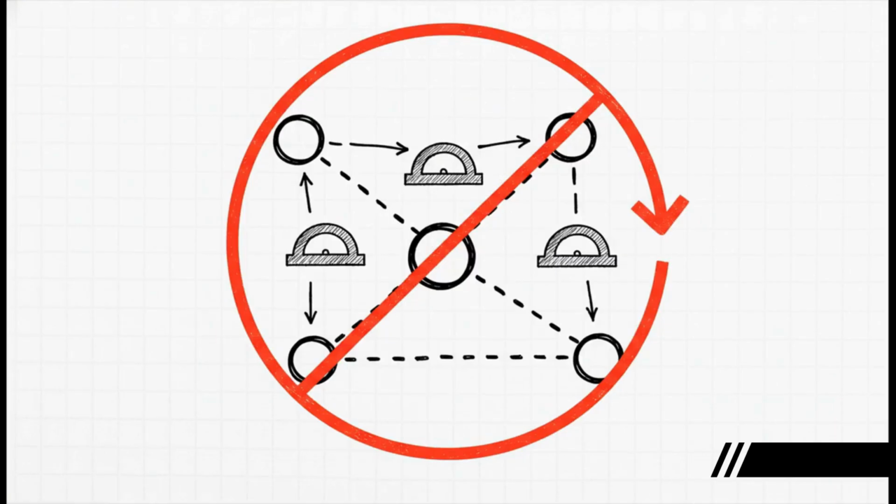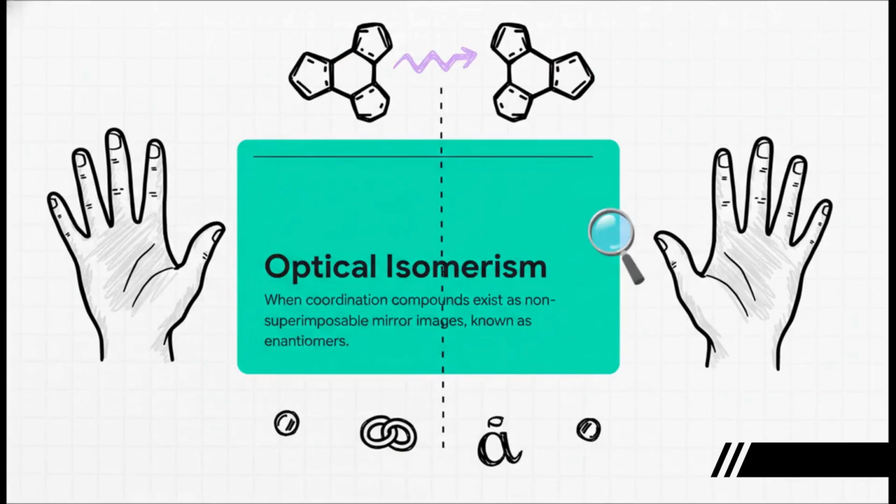In a tetrahedral complex, all 4 positions are perfectly identical to each other. They're all 109.5 degrees apart. There's no such thing as next to versus across from. So the big takeaway is tetrahedral complexes can never, ever show geometrical isomerism. Period. The other main kind of stereoisomerism is called optical isomerism, and this takes us right back to our hands.